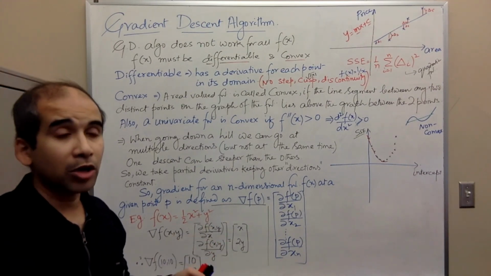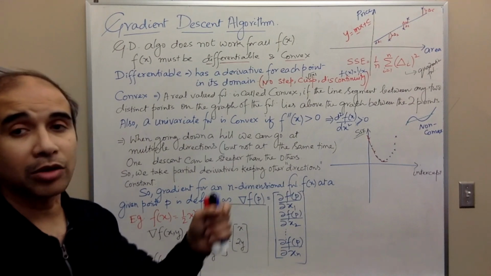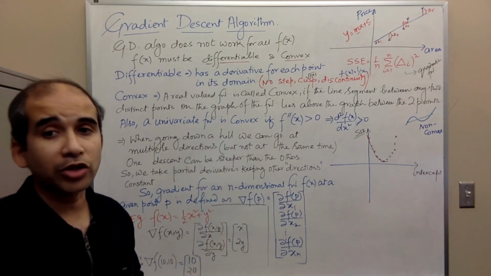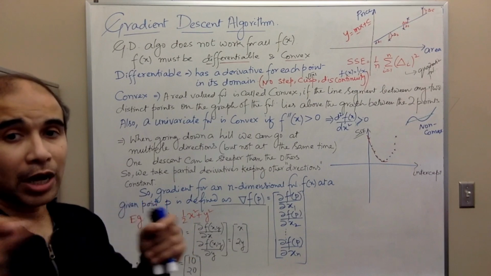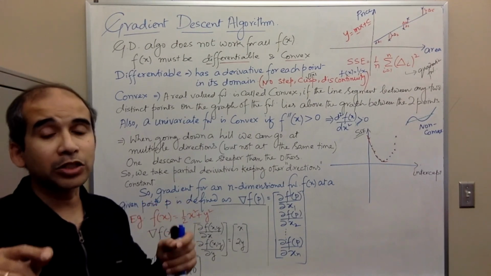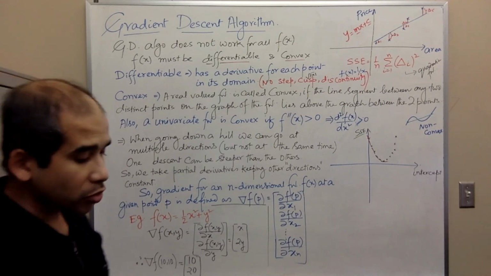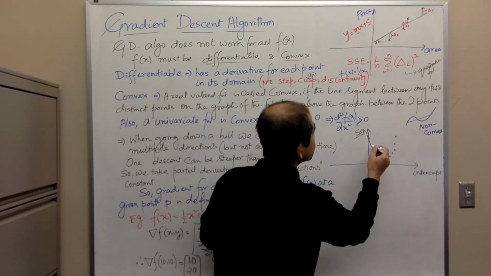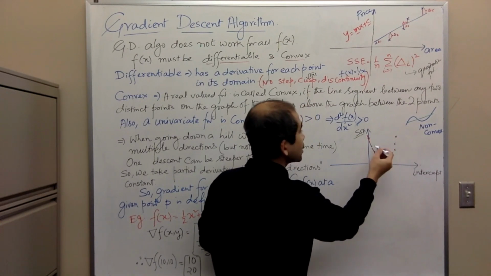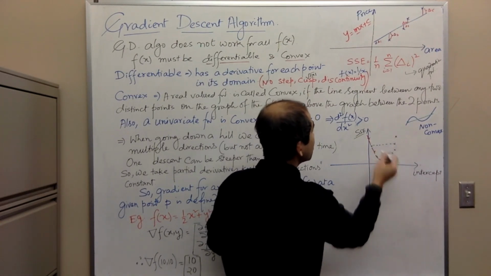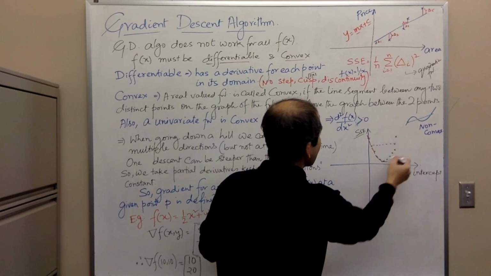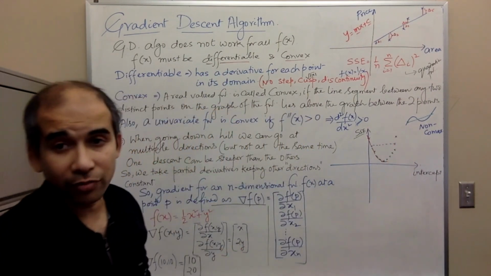So it has to be convex. Convex means that on the graph of the function, if you take any two points and connect them with a line, the line must be above the function. That means it should not cut the function line. So if we take two points on this graph and join them, that line is above the graph. So this is a convex function.